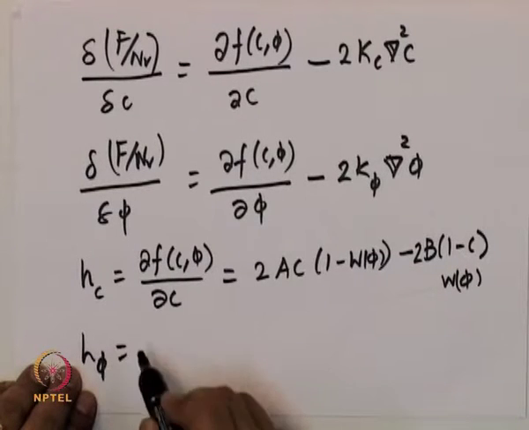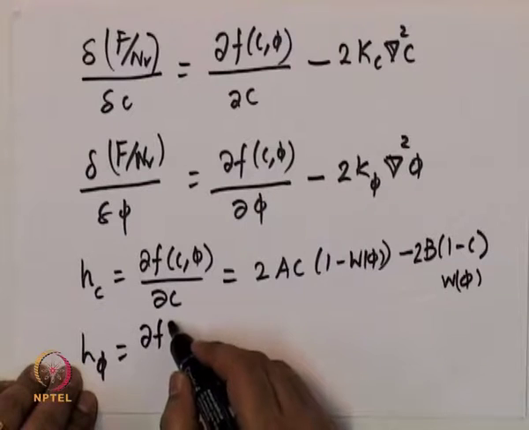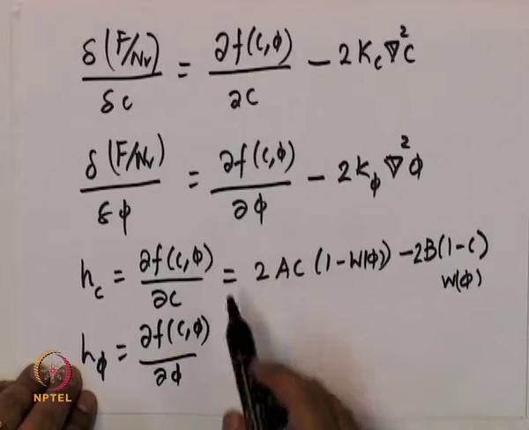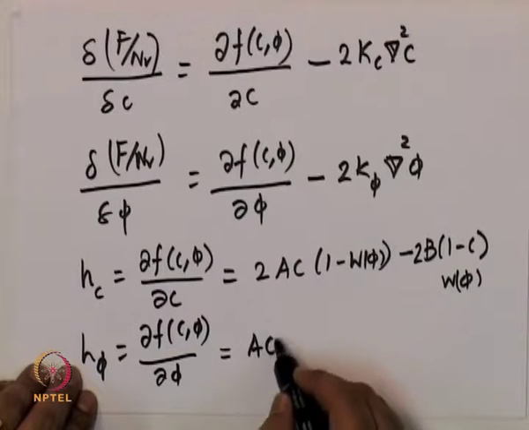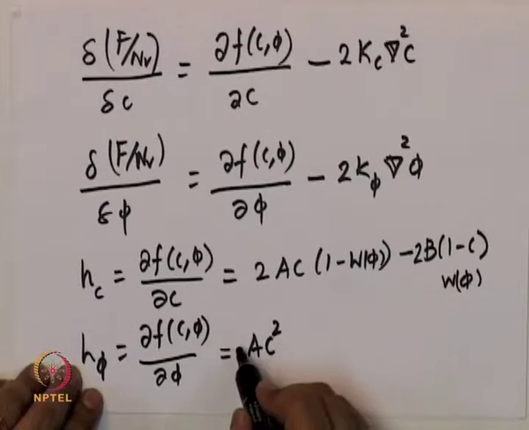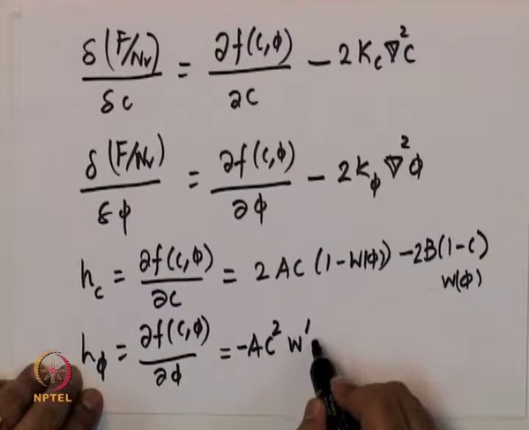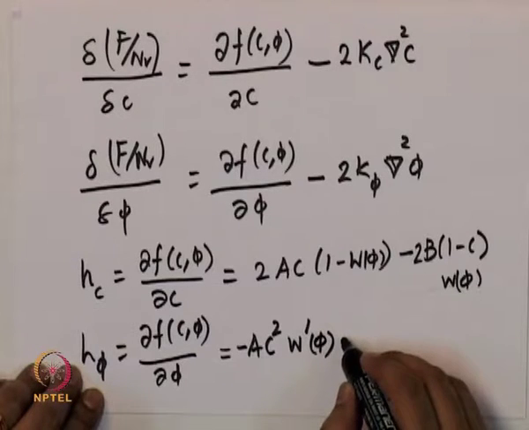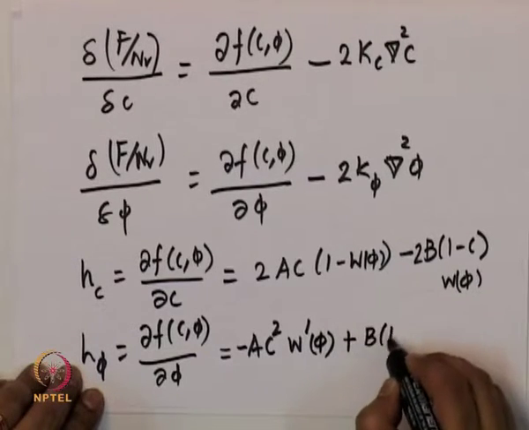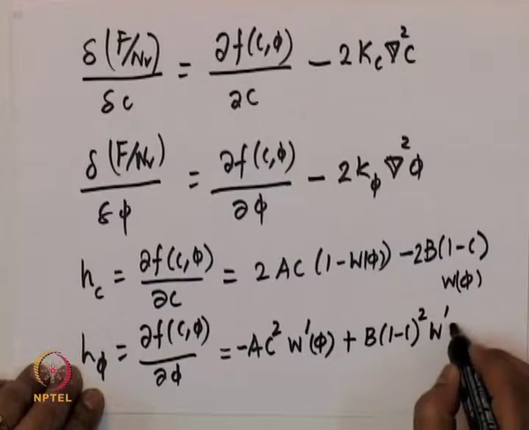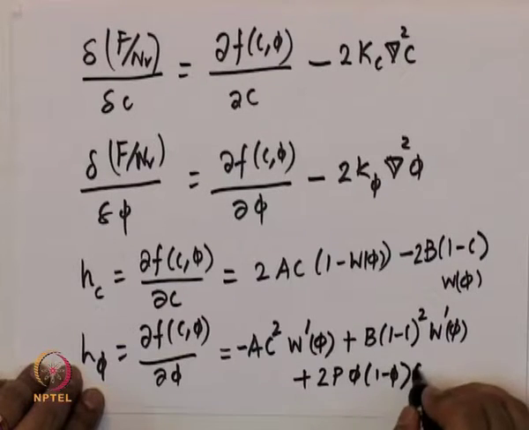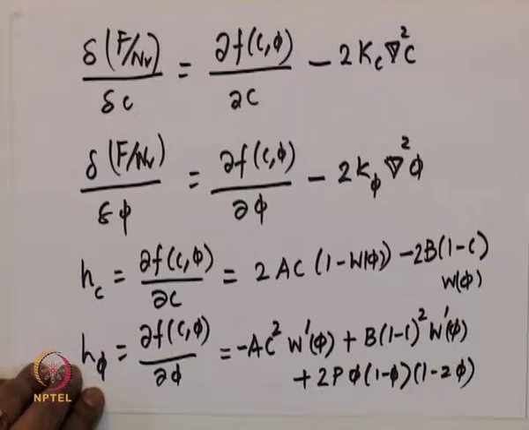Similarly, we have to define h of phi, which is dou f of c comma phi divided by dou phi. So now that has a c squared, then a minus sign w prime phi, plus b 1 minus c whole squared w prime of phi plus 2 p phi 1 minus phi 1 minus 2 phi. Okay.